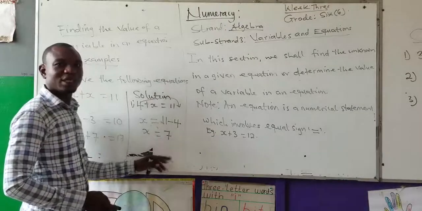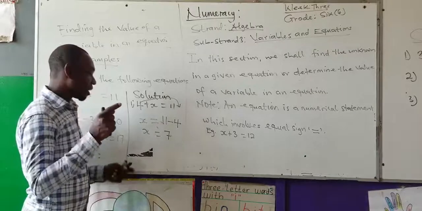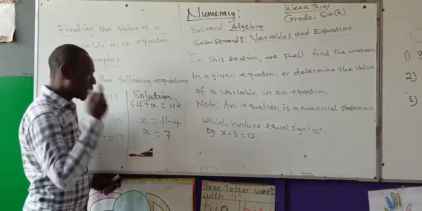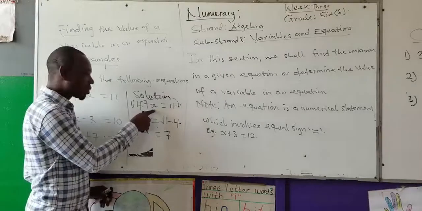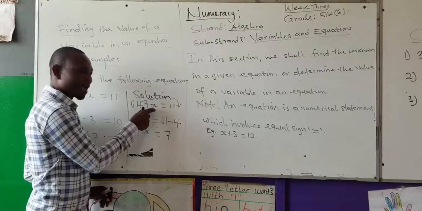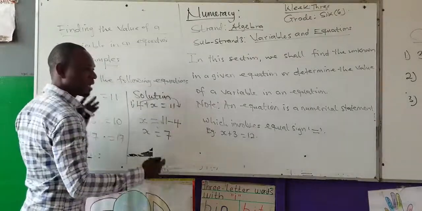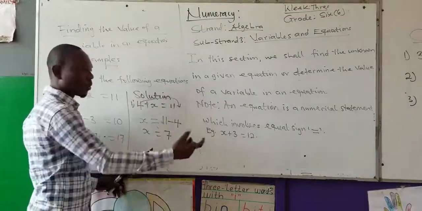Now, what will help you to know whether the answer is correct is that if you put 7 back into the equation, you put 7 here, it's 4 plus 7. And 4 plus 7 is 11, it means that it's equal. It means this side and that side, the left and the right side, are equal. That is what we call an equation.